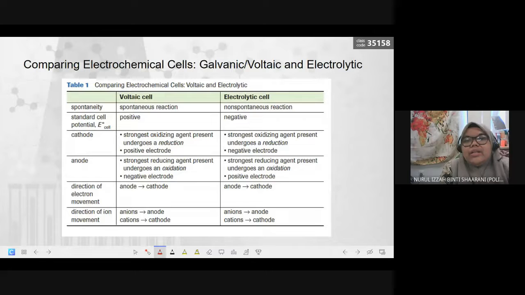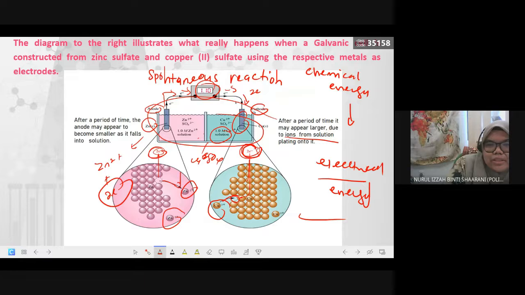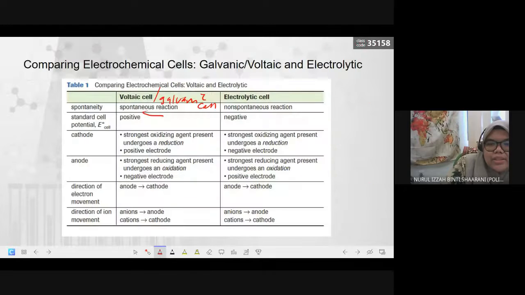Okay, so comparing galvanic and electrolytic. For the voltaic cell, or galvanic cell, it is a spontaneous reaction. Like I said earlier, why is it spontaneous? Because it changes chemical energy into electrical energy.